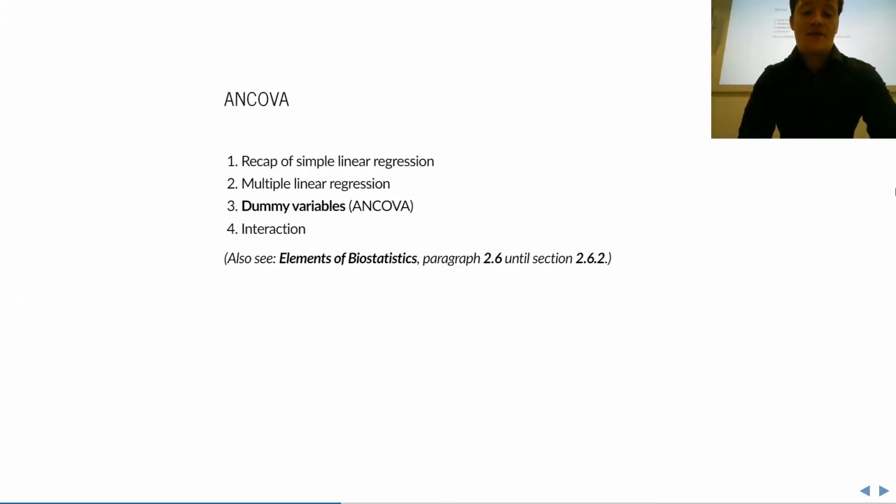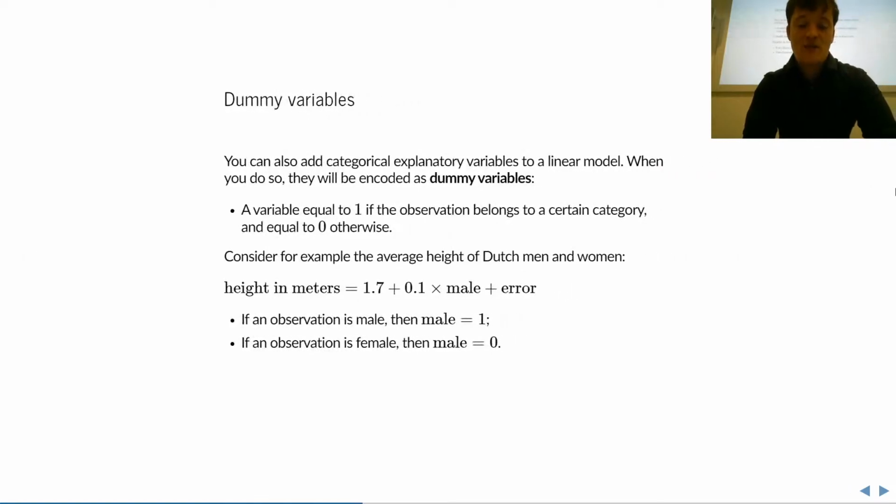Okay, then we have to discuss one more subject before we can get to Ancova, and that's the dummy variable. Anyone know what it is? Also called an indicator. It just means you have a variable which can only take on one of two values, 0 and 1. And it's a trick for us to incorporate categorical variables in linear regression.